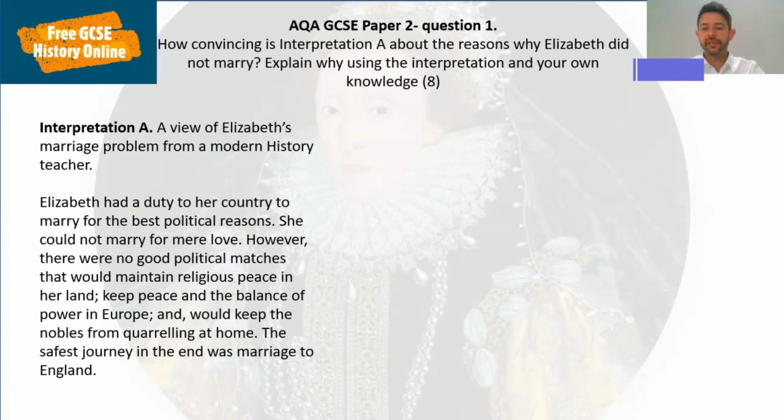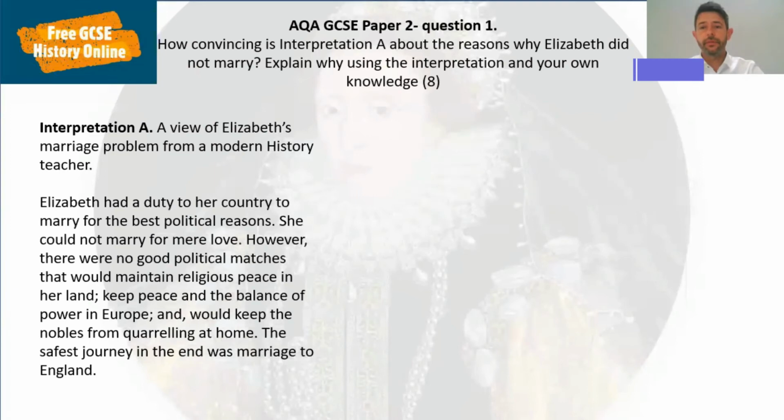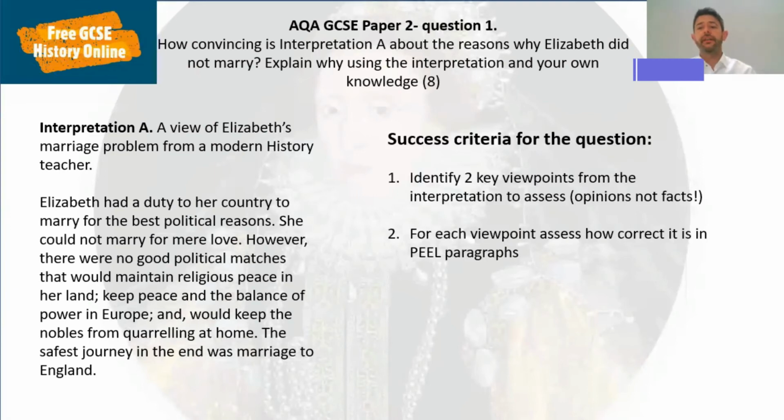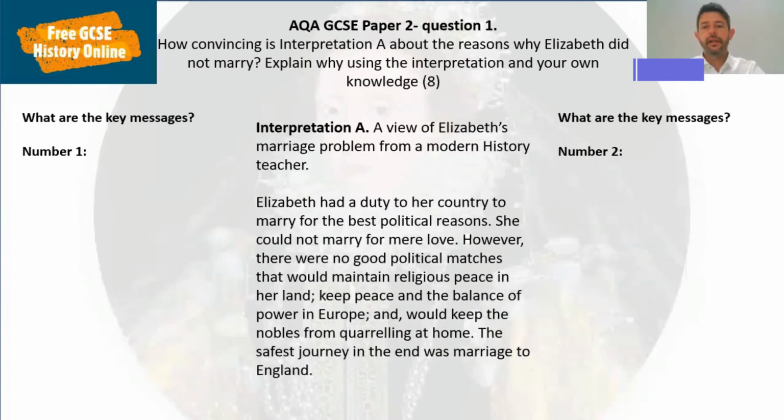So what do we have to do to be successful in this question? We need to identify two key viewpoints from the interpretation to assess. Not facts, but opinions. What two opinions has it got about Elizabeth's marriage? Facts you can't argue about. Opinions you can argue about. We need two because we need one per paragraph, of course. So for each viewpoint, assess how correct it is using our normal PEEL paragraphs. And thirdly, no conclusion needed. Simply make sure that your argument is very clear in your point sentences and in your explanation phases to complete this.